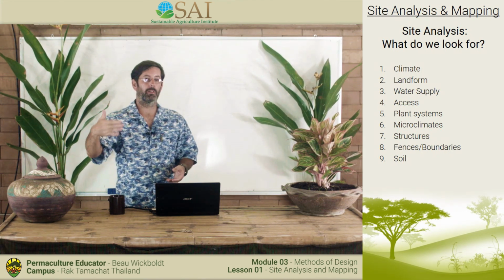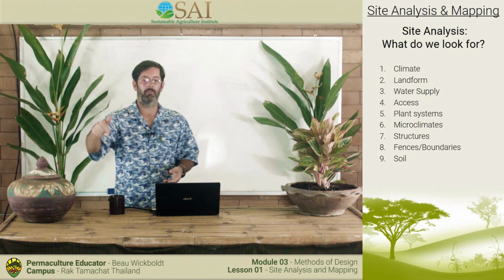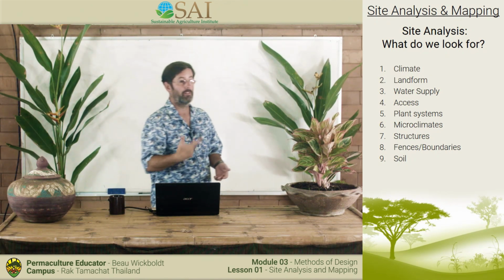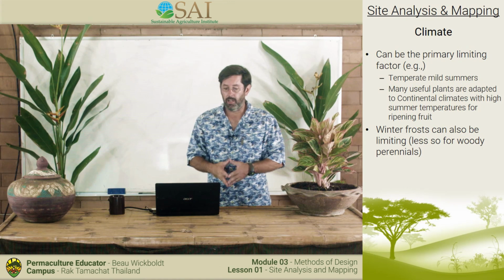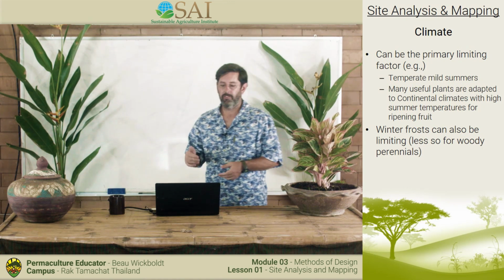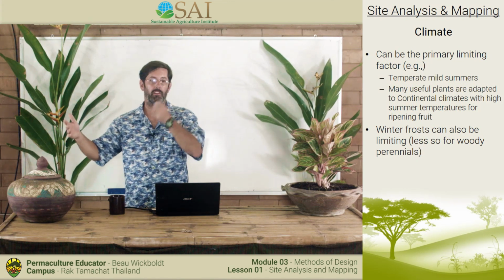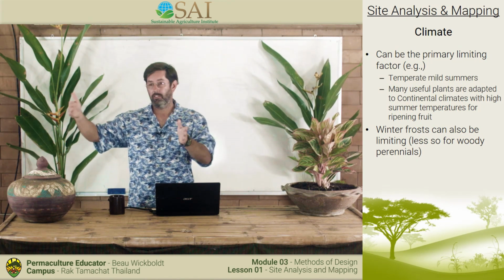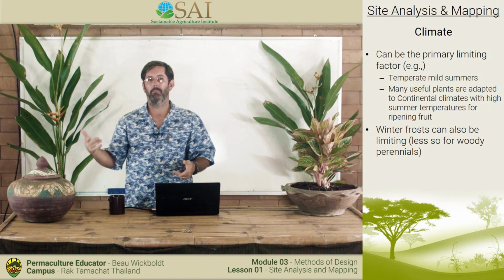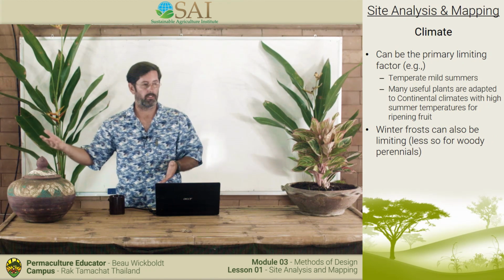And if I was going to make an agreement to purchase the property, I sure would make sure that it was contingent on the soil being good, right? So climate can be the primary limiting factor of your design. For instance, if you're in a temperate climate with mild summers, like in Europe, that's going to limit what you can do there. You may not be able to grow bananas, for instance.